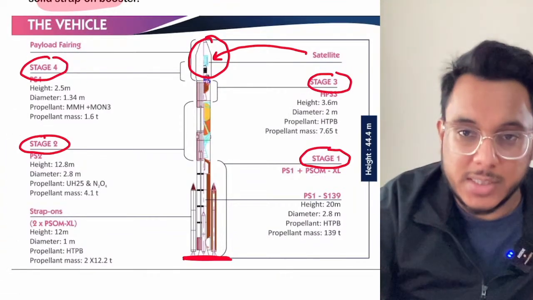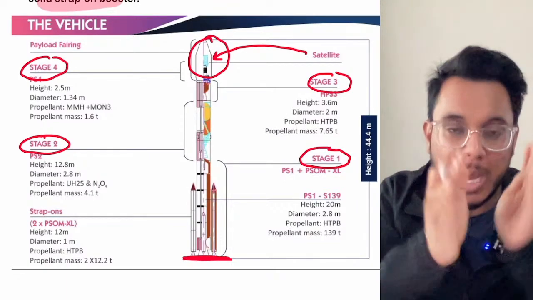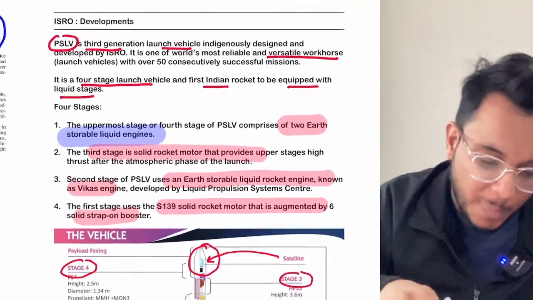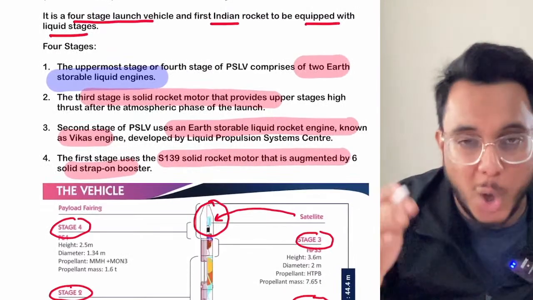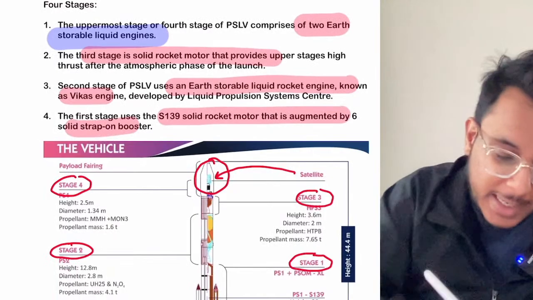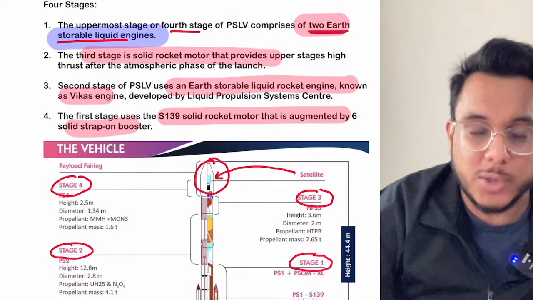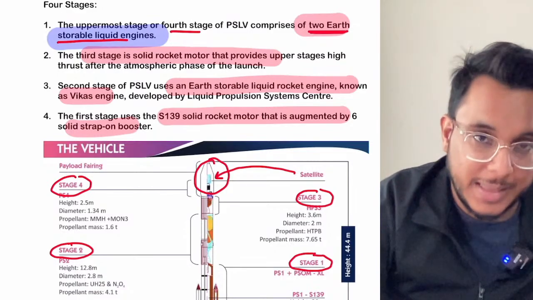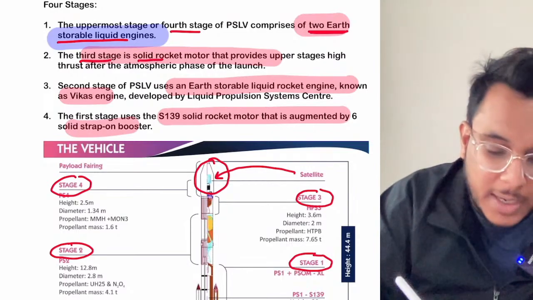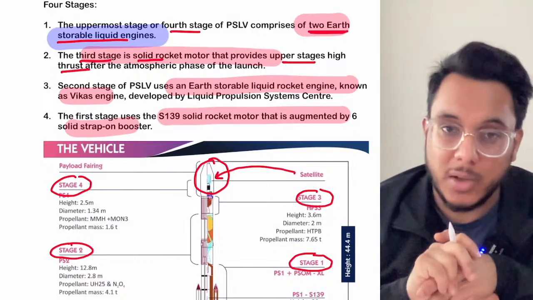Now what are these stages? Let's discuss them. Stage 1, 2, 3, 4, and then there will be the payload. This is the structure of the PSLV. When we talk about the uppermost stage, it will not be the first stage, it will be the 4th stage. The uppermost stage, the 4th stage, comprises 2 earth storable liquid engines, which will provide the thrust. Then the 3rd stage is a solid rocket motor that provides the upper stage high thrust.